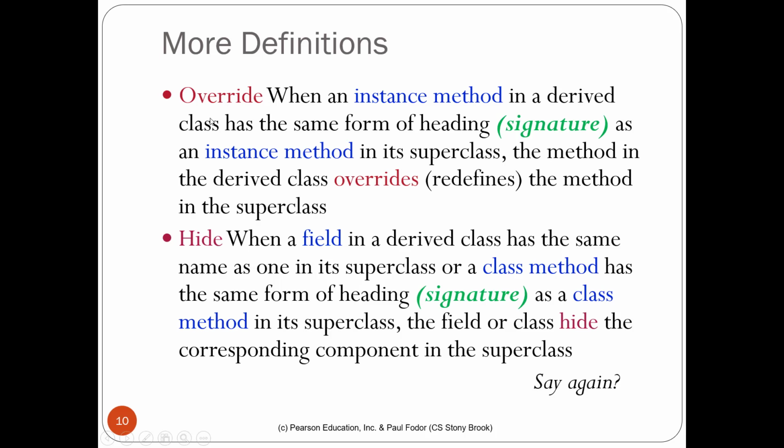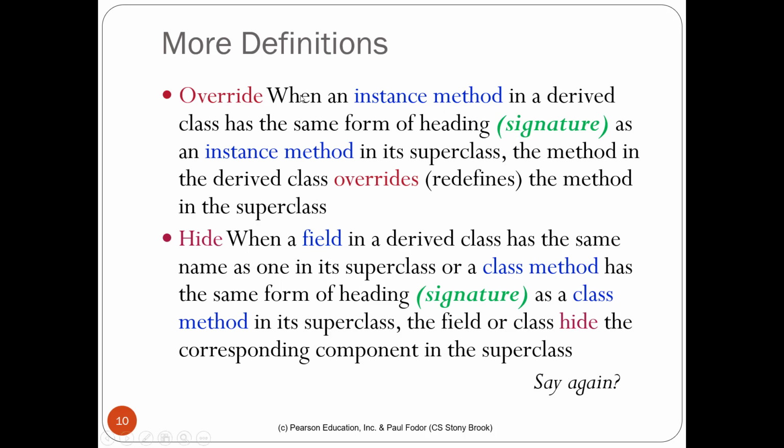When do we override? Override happens for instance methods only. What are instance methods? The methods which do not have static. Alright, so overriding will only happen for instance methods, just for instance methods. And how do we find out an instance method? If you don't have static in the method header, then that means it's an instance method.